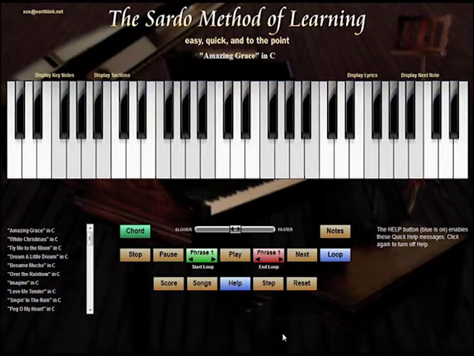A standard keyboard has 88 keys. Some electronic keyboards have less. Our keyboard uses 53 keys, in the range used by most popular songs. The keyboard has several ways of displaying how a song is played.